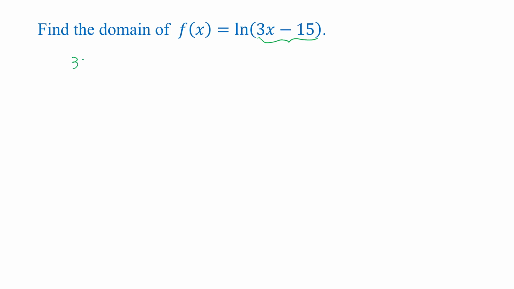In this case, 3x minus 15 must be greater than 0. And so 3x would be greater than 15. Dividing through by 3, I find that x must be greater than 5. So my domain here is all real values of x greater than 5.